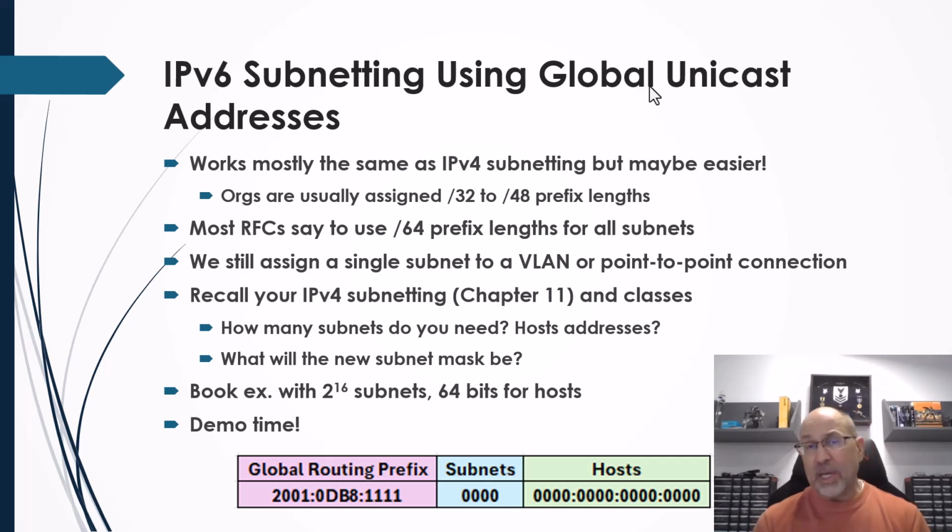Now, just because we're in IPv6 doesn't mean we change any other rules. If you assigned previously an IPv4 subnet to a VLAN, you do the same thing with IPv6. So the rules are the same. We have hosts on the network. We have a default gateway on the network. We put all of them in the same VLAN. So those rules are still the same.